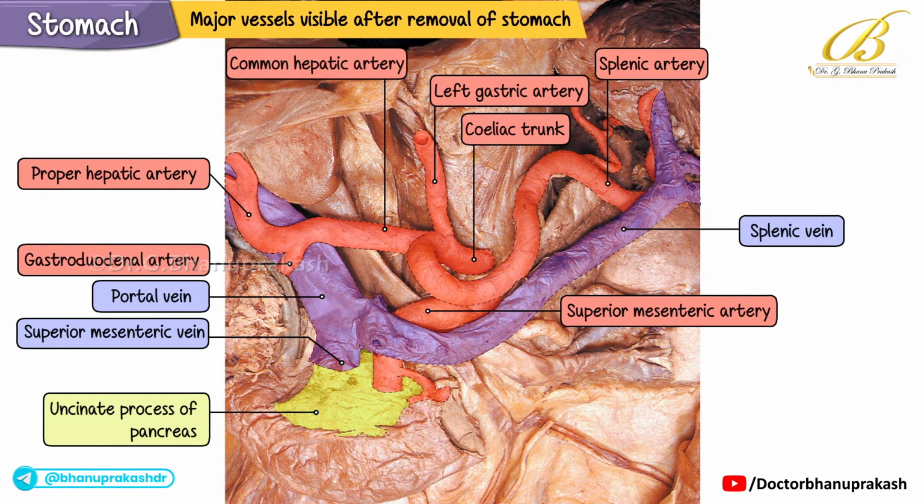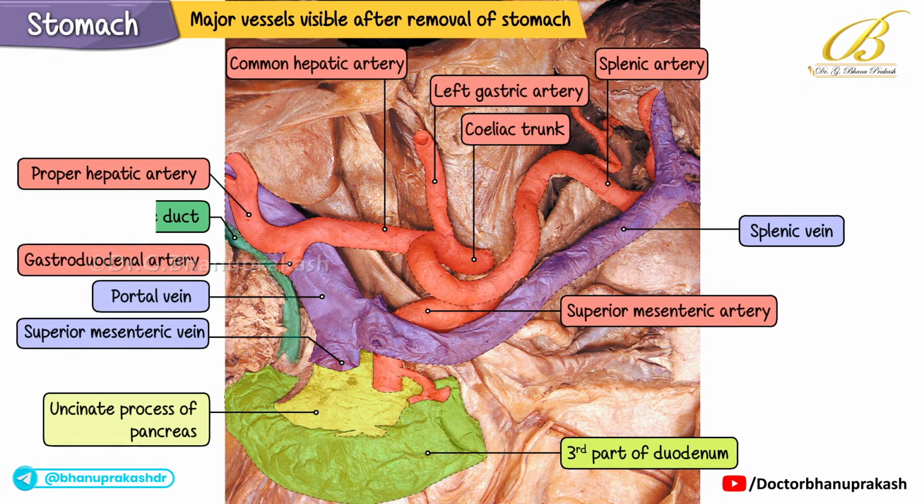The uncinate process of the pancreas can be seen lying close to the third part of the duodenum. Posterolateral to the portal vein, the bile duct is positioned, while on the left side of the portal vein, the inferior vena cava can be identified.